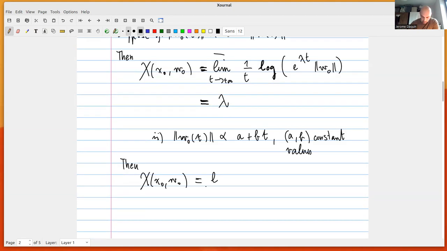So try to do the math quicker than my writing. So I write it, it's 1 over t log of a plus b t, which is equal to 0, right?